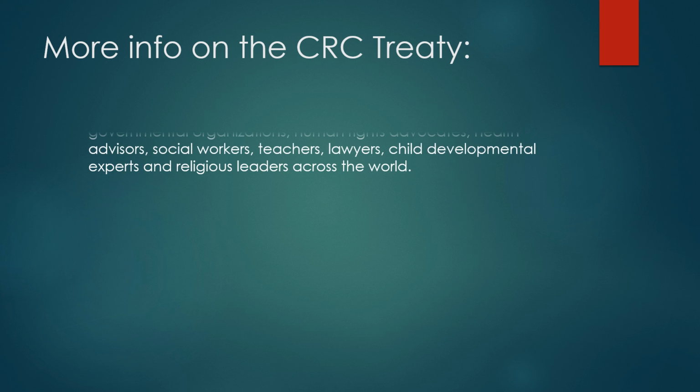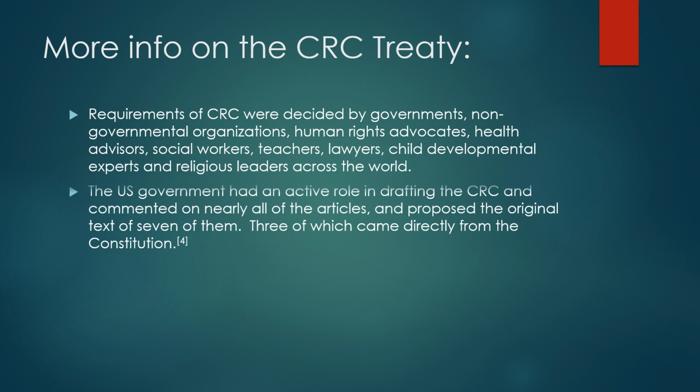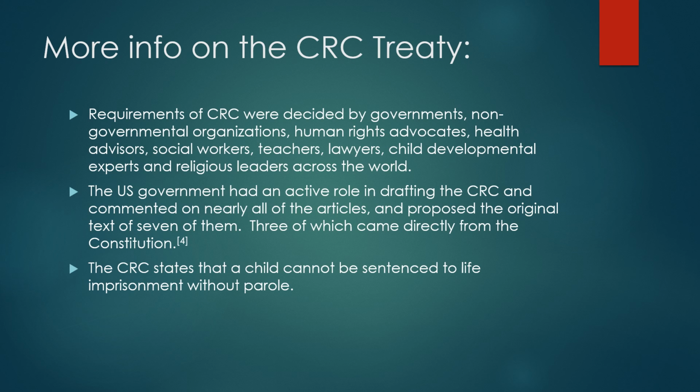Requirements of the CRC were decided by governments, non-governmental organizations, human rights advocates, health advisors, social workers, teachers, lawyers, child development experts, and religious leaders all across the world. The United States government had an active role in drafting the CRC and commented on nearly all of the articles, and proposed the original text of 7 of them, 3 of which came directly from the Constitution. One of the more talked about articles in the CRC states that a child cannot be sentenced to life imprisonment without parole.